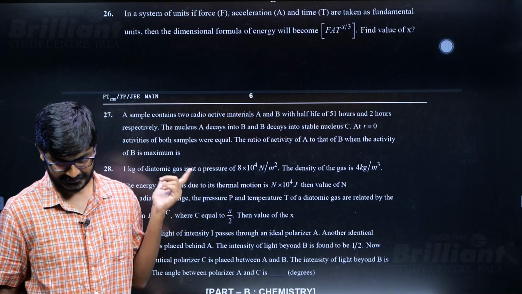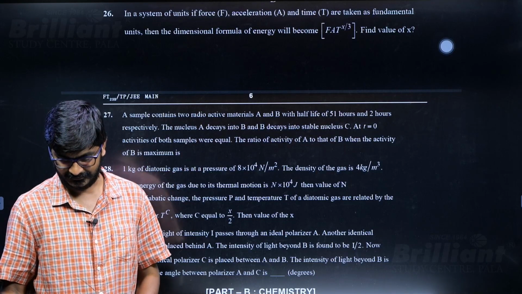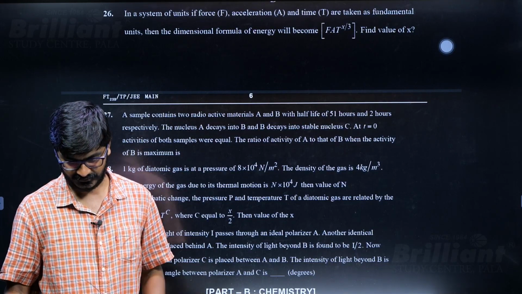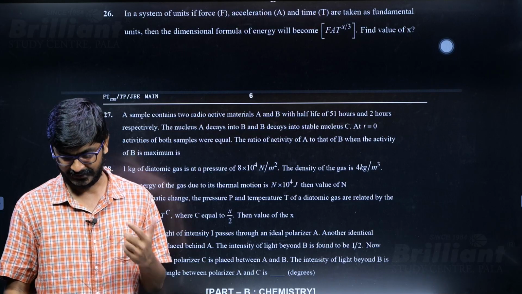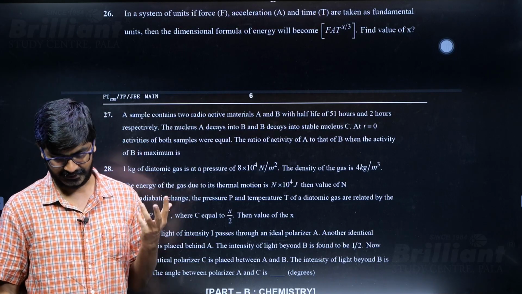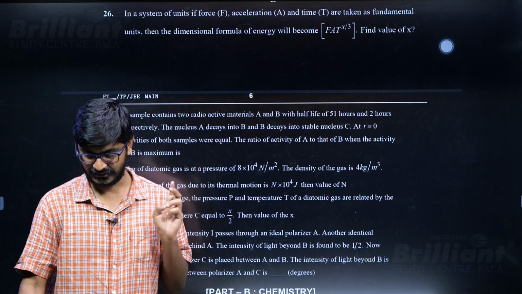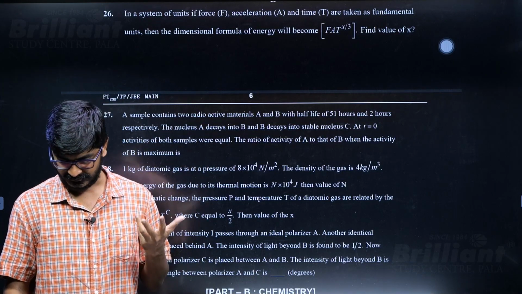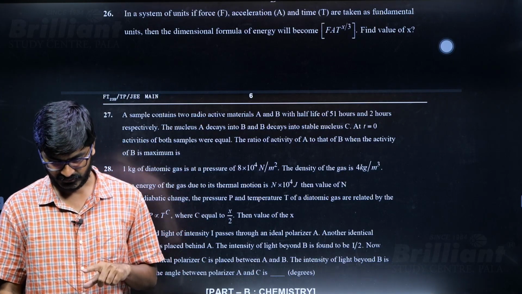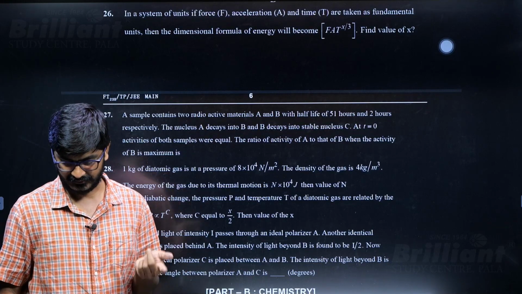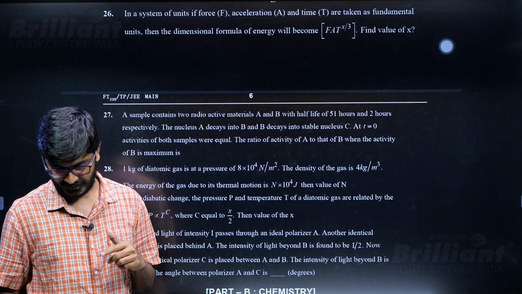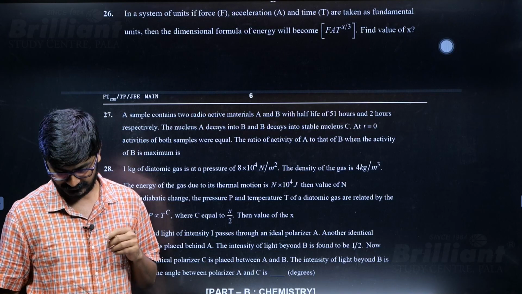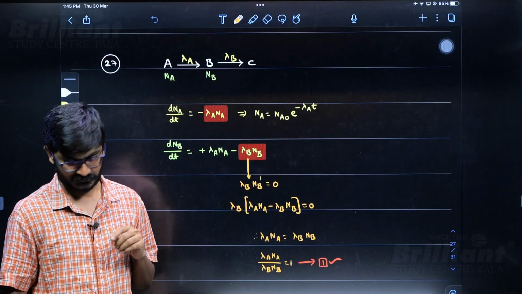So this question says a sample contains 2 radioactive elements A and B with half-lives 51 hours and 2 hours respectively. The nucleus A decays into B and B decays into stable nucleus C. At t equals 0, activities of both the samples were equal. Anyway, that doesn't matter for the question. The question is the ratio of activity of A to that of activity of B when activity of B is maximum. So this is the question.